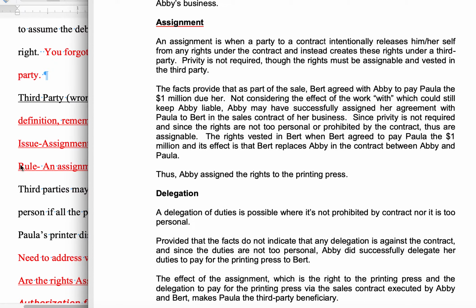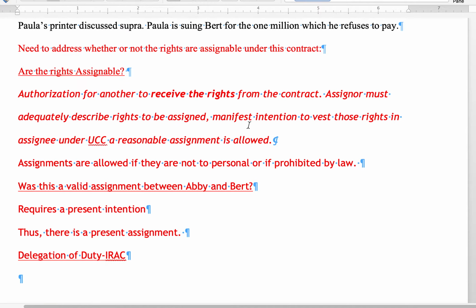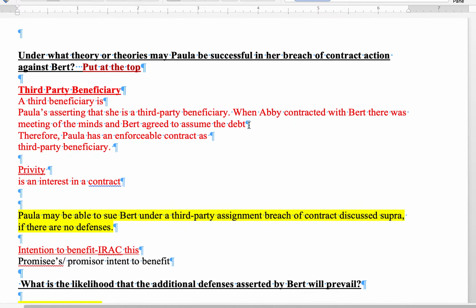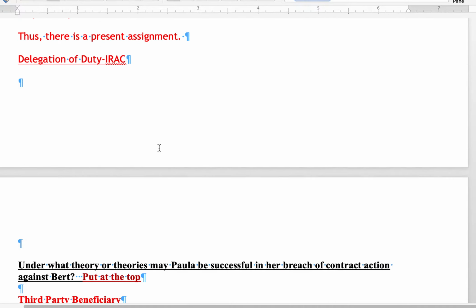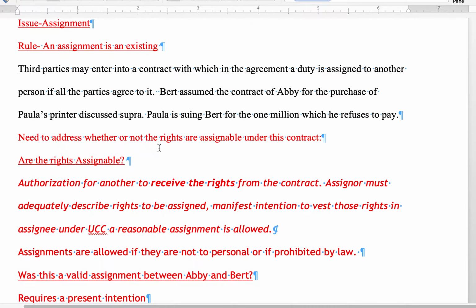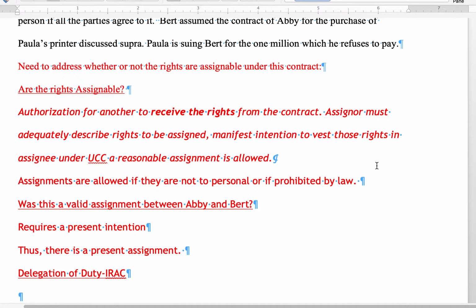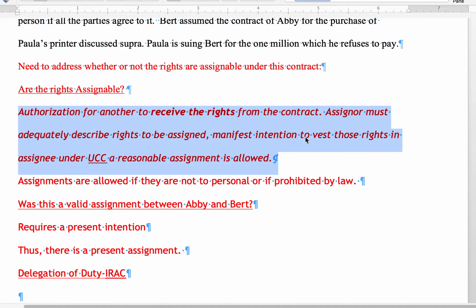In here, this one needs work, and so I asked her to redo it, and we talked about it some more, and I just double checked, and I thought I'd go over these.